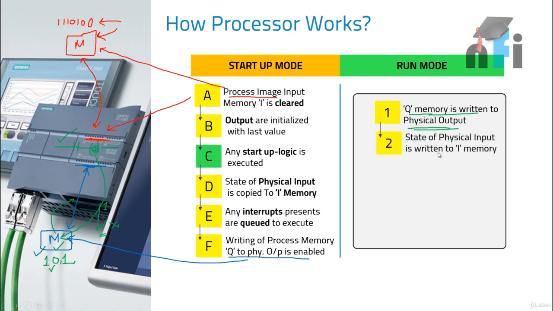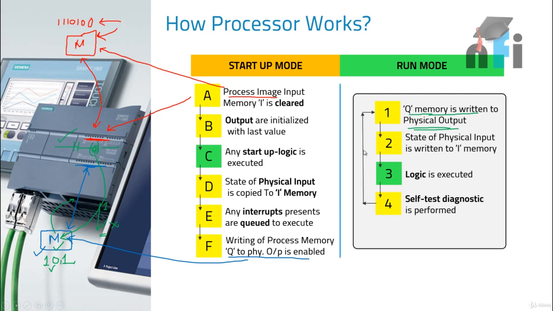Next is state of physical input is written to I memory. Again, this input is written to the I memory. This is the same memory. Then logic is executed. Again, this logic is solved. Self-test diagnostic is performed. Now, if you have any error in your PLC, it will diagnose it and indicate that in your computer or in your HMI. So there's a diagnostic function which is performed by itself. You don't have to make a logic for that. So if there is any error in the inputs or outputs, it will be indicated.